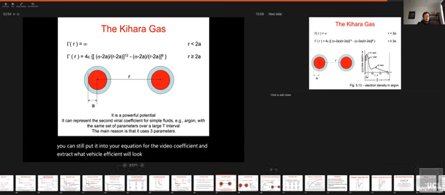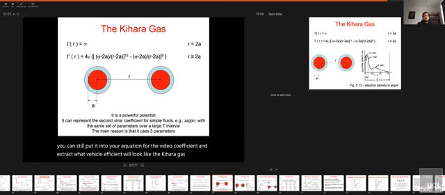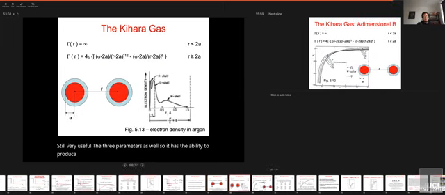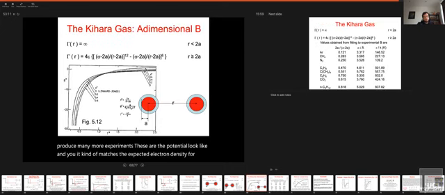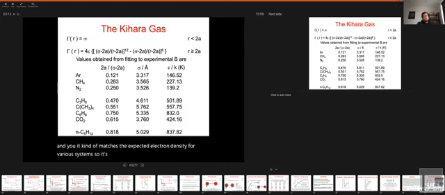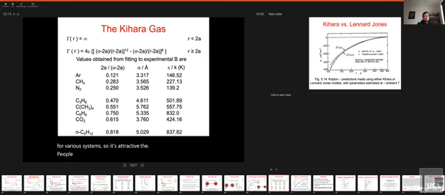The Kihara gas complex equation is still very useful. The three parameters as well. So it has the ability to reproduce many more experiments. This is what the potential looks like. And it kind of matches the expected electron density for various systems. People have used the Kihara potential to reproduce experimental data. These are the parameters that they found. And again, they're able to reproduce the properties of argon, the properties of carbon dioxide, and other systems. So it's all good.